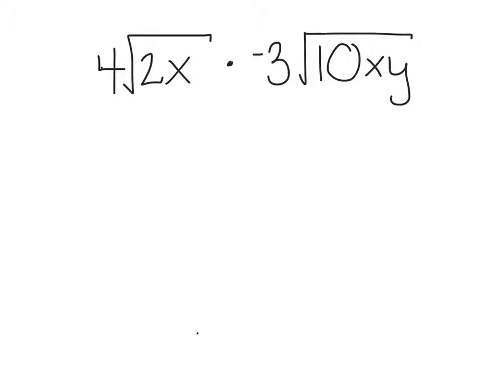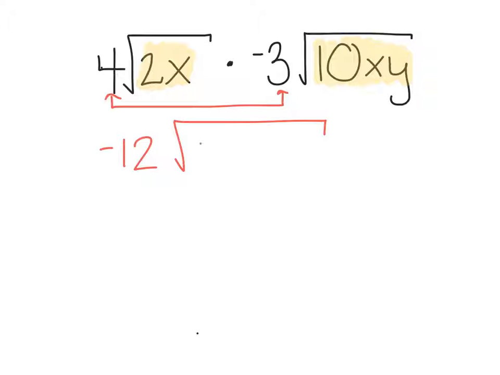So in this particular one, I'm going to start by multiplying my coefficients together. So in general, you can multiply coefficients together. 4 times negative 3 would be negative 12. I'm going to recopy my radical sign, and I'm going to multiply my radicands together. So 2 times 10 is 20. X times x is x to the second, y.